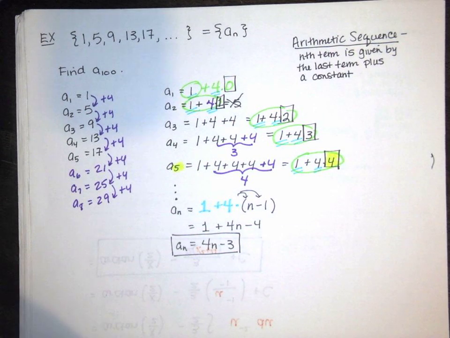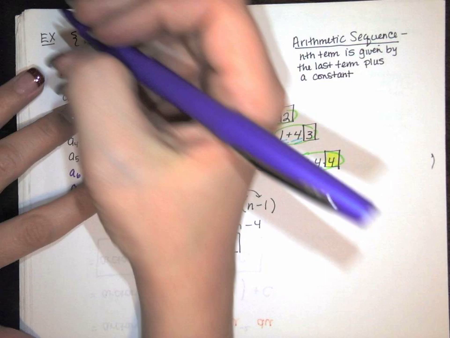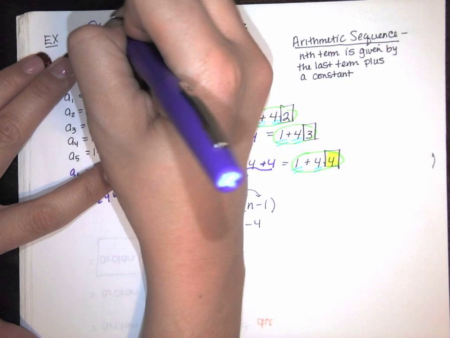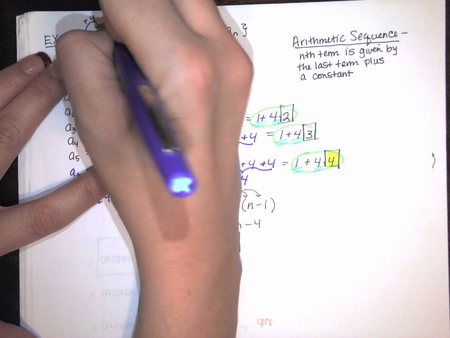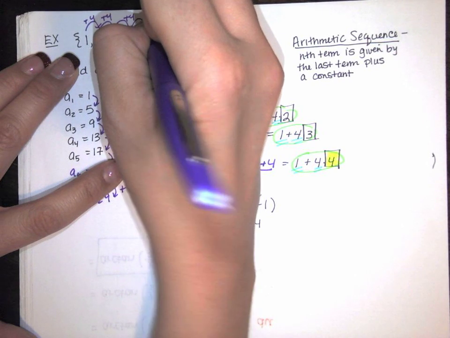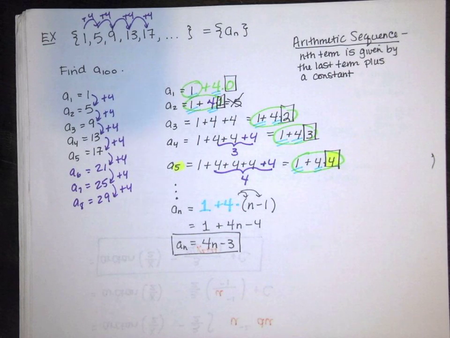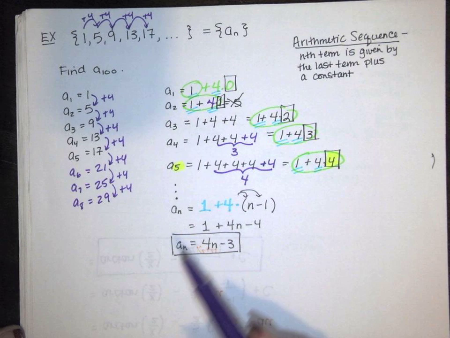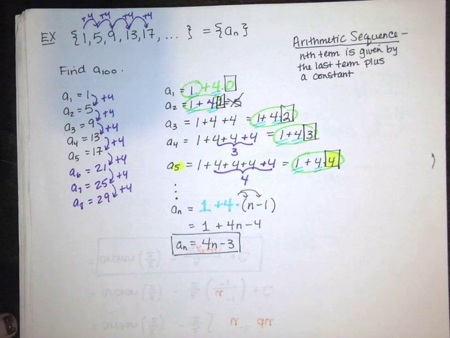So in this case, we were adding 4. We did 1 plus 4 gives us 5. 5 plus 4 gives us 9. 9 plus 4 gives us 13. 13 plus 4 gives us 17. We just keep adding 4 and adding 4 and adding 4. And then we looked for this pattern and we did all of this.